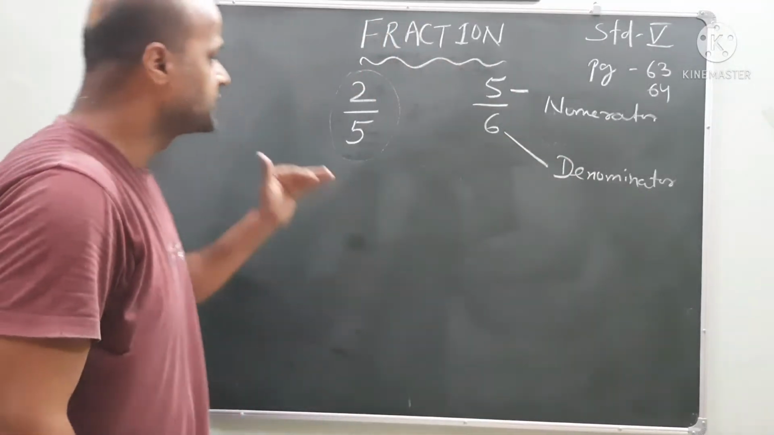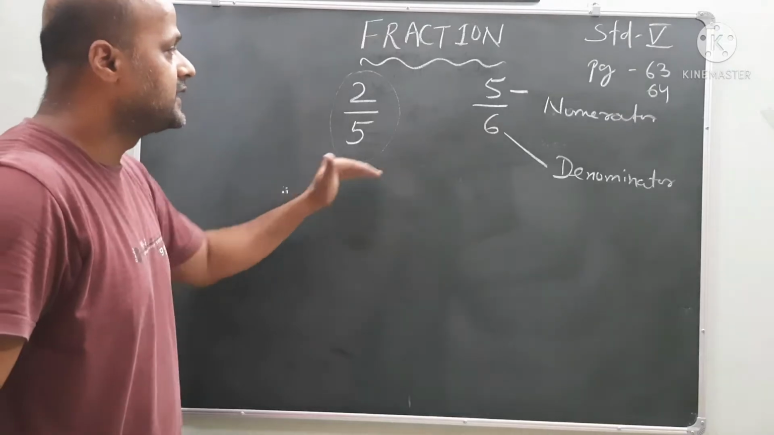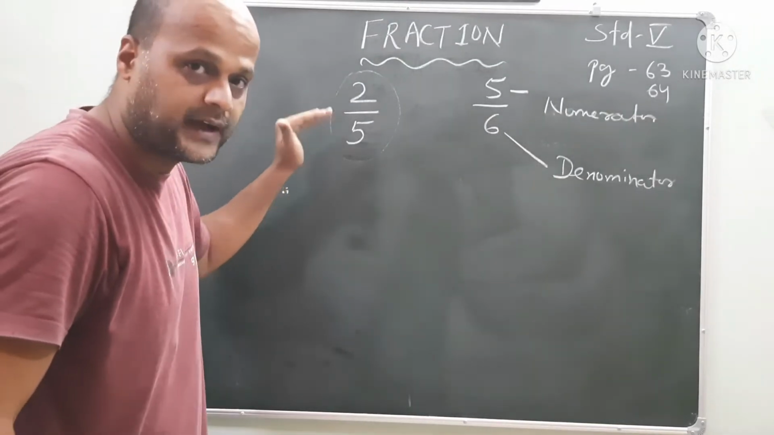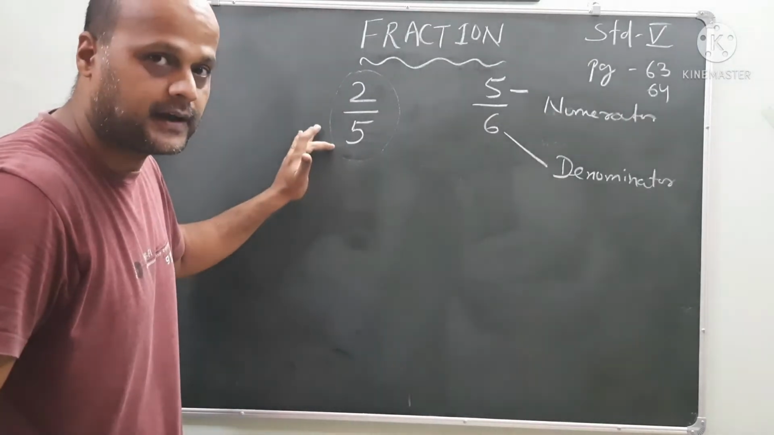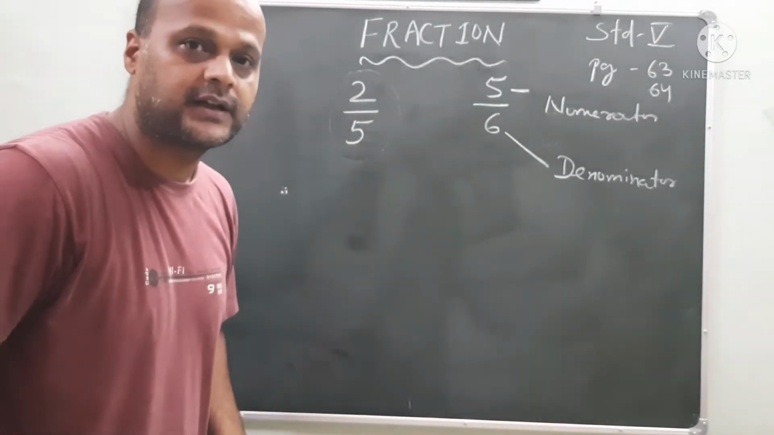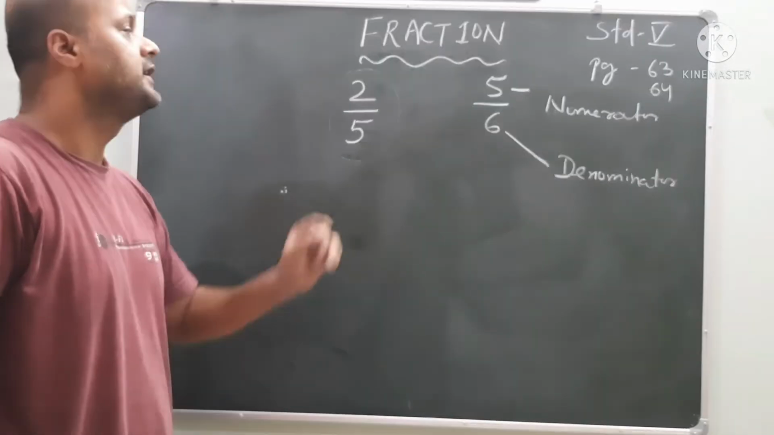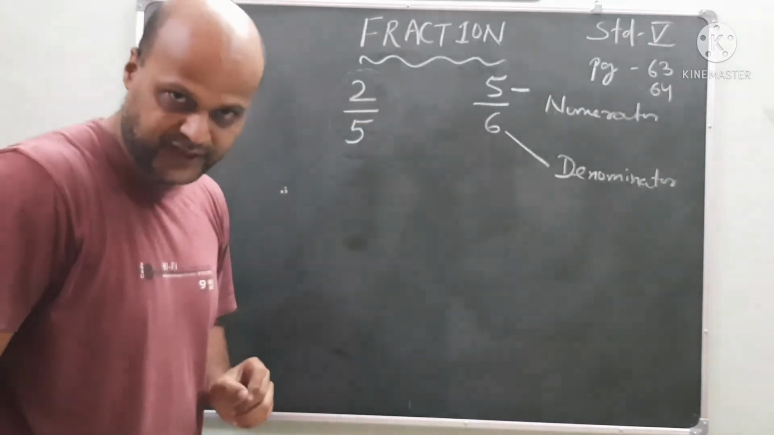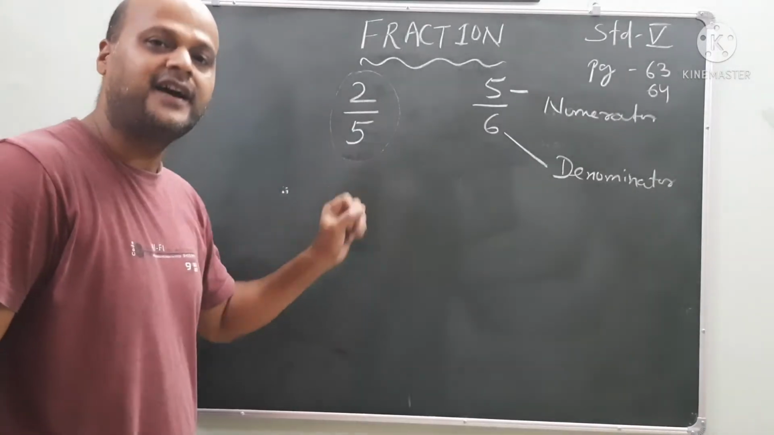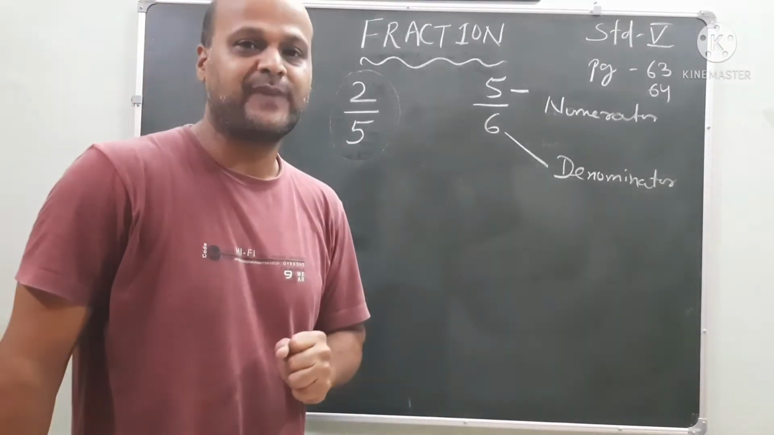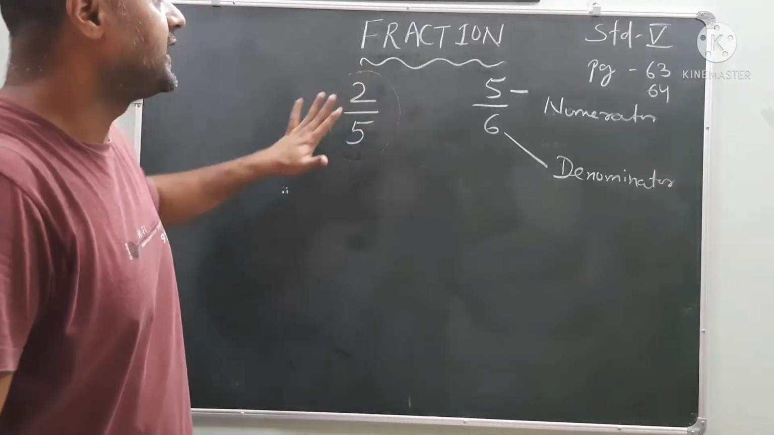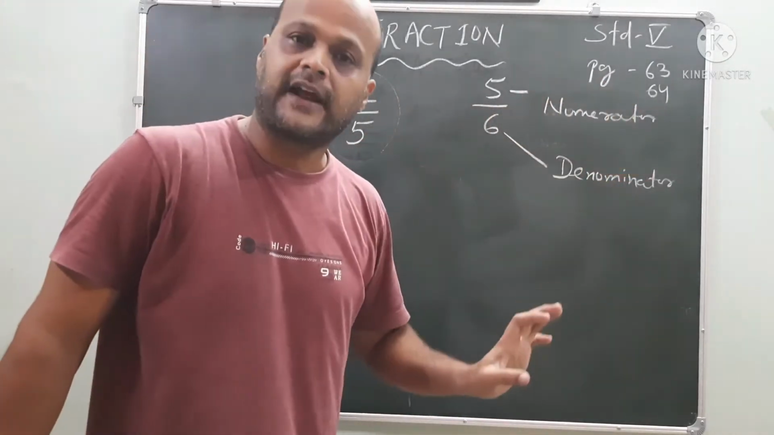Now my dear friends, tell me, in this fraction 2 by 5, which one is the numerator? Yes, 2 is the numerator and 5 is the denominator. Understood, my dear friends? So these are the parts of the fraction.